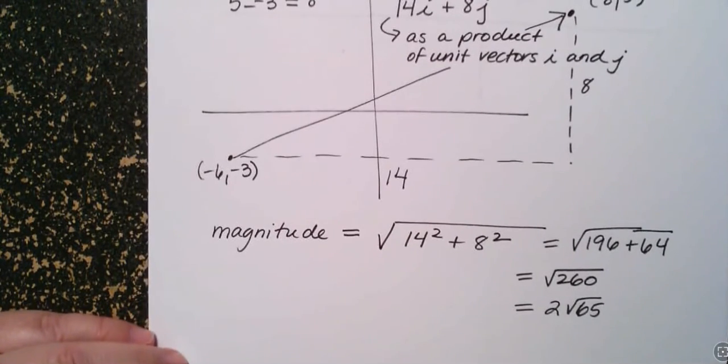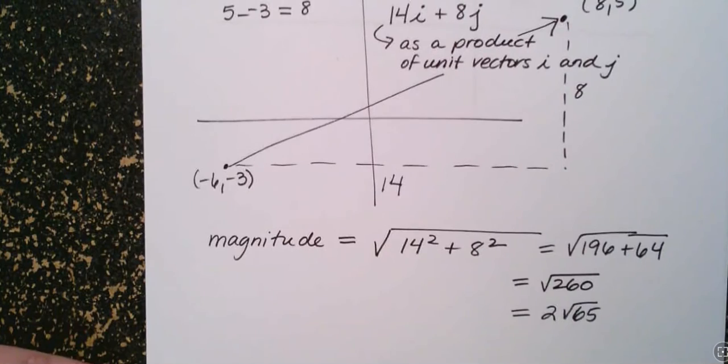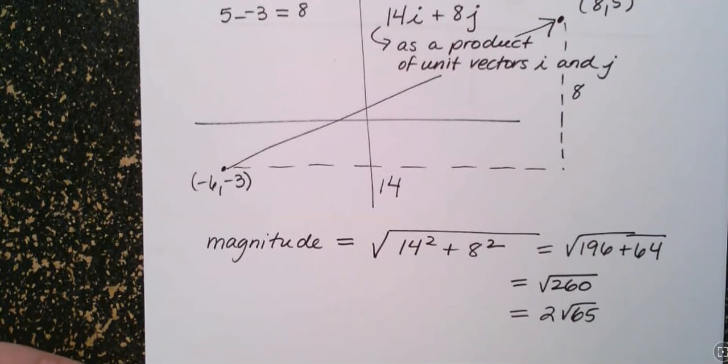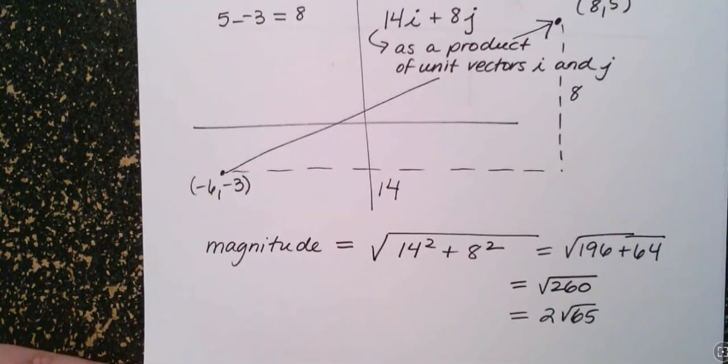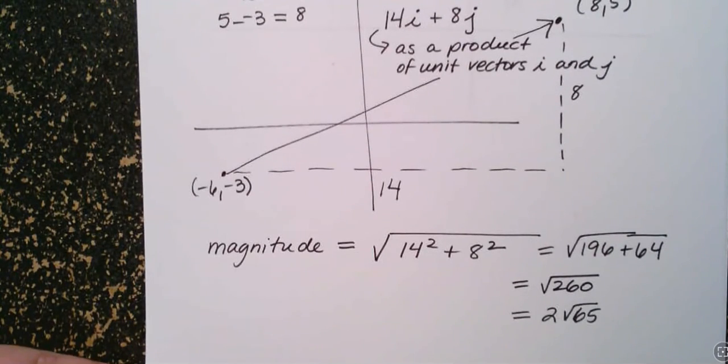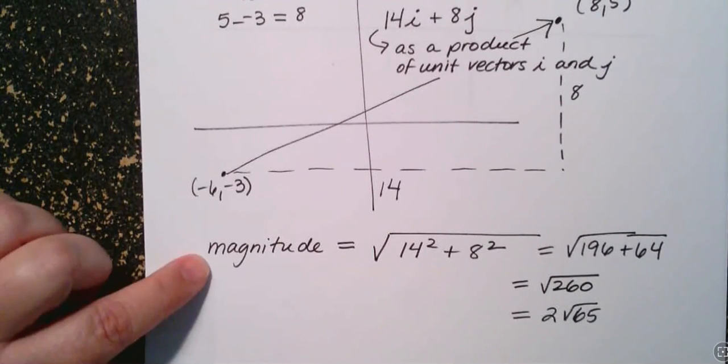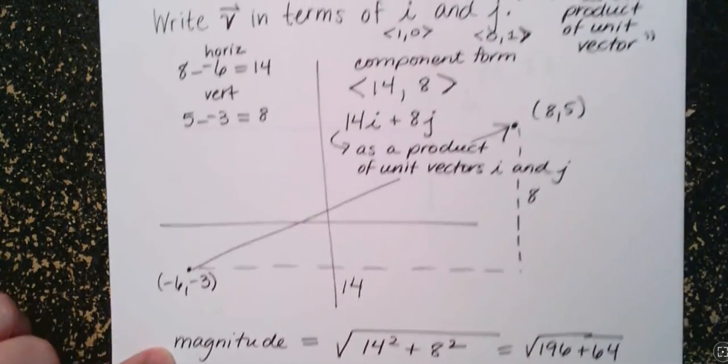That's an exact form. You could also possibly change it to a decimal depending on what you're asked for. So now let's look at the notation for magnitude, because I just said let's find the magnitude. How could I be asked to find the magnitude?